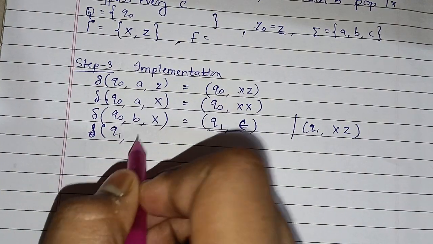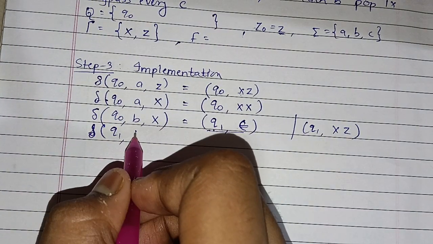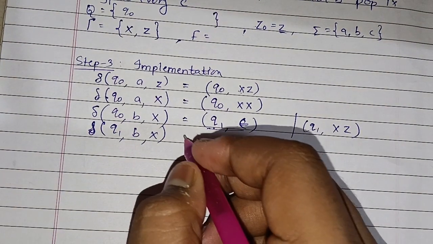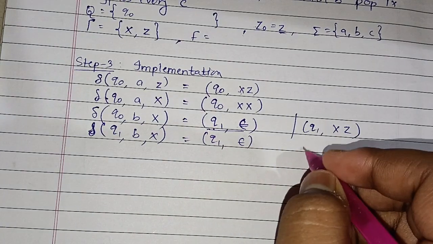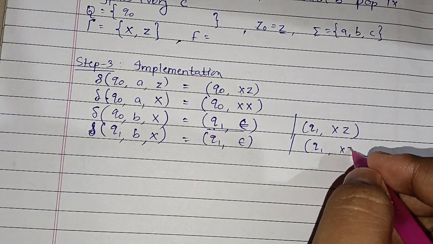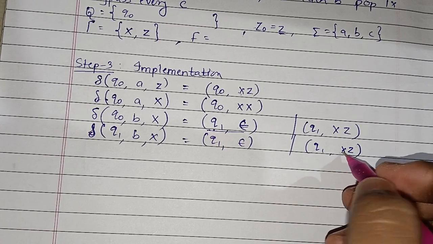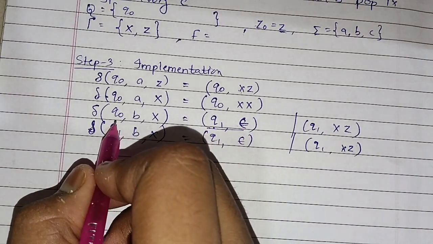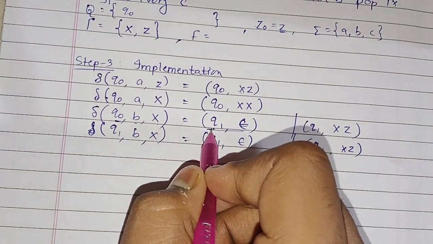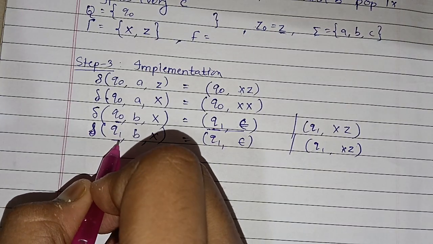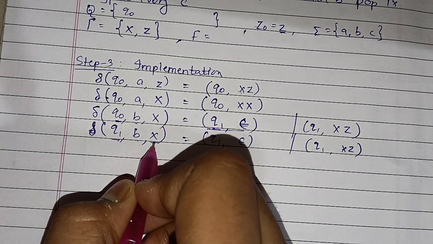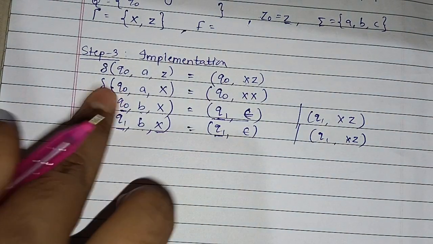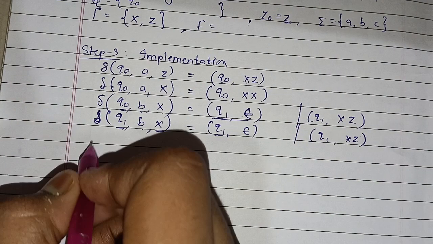Now in q1 there can be many b's, and the stack top can be X only. So I will stay in the same state and pop. You can write q1 with XZ also, no issue, or you can use this. When q0 receives b, I am saying go to q1 and pop. And when it is in q1 and b comes, the stack top is X, so yes, you can pop, no issue. Due to both these steps our b traversing is completed.